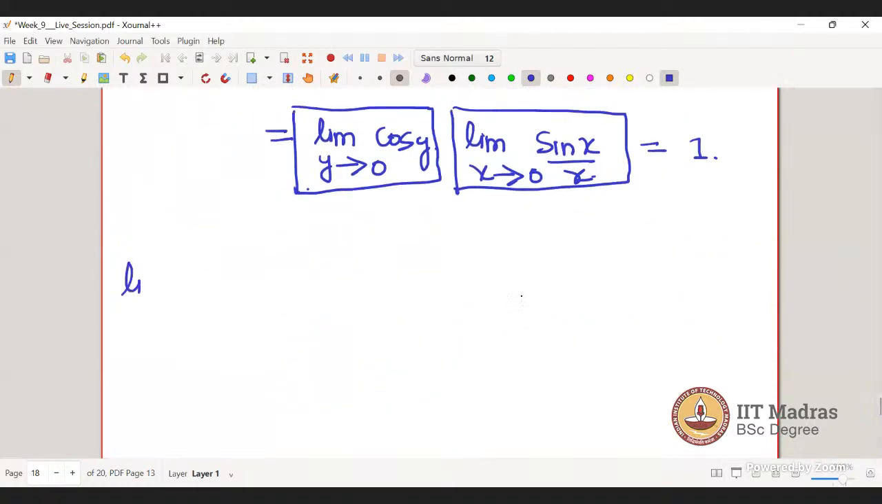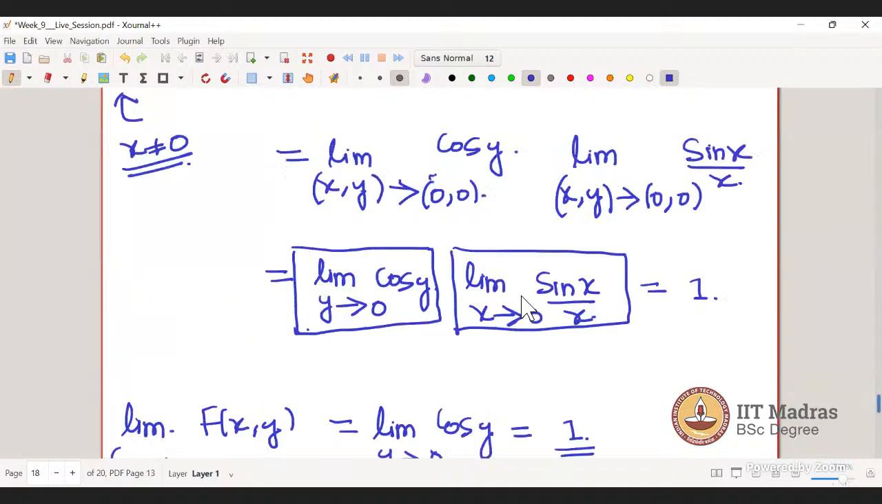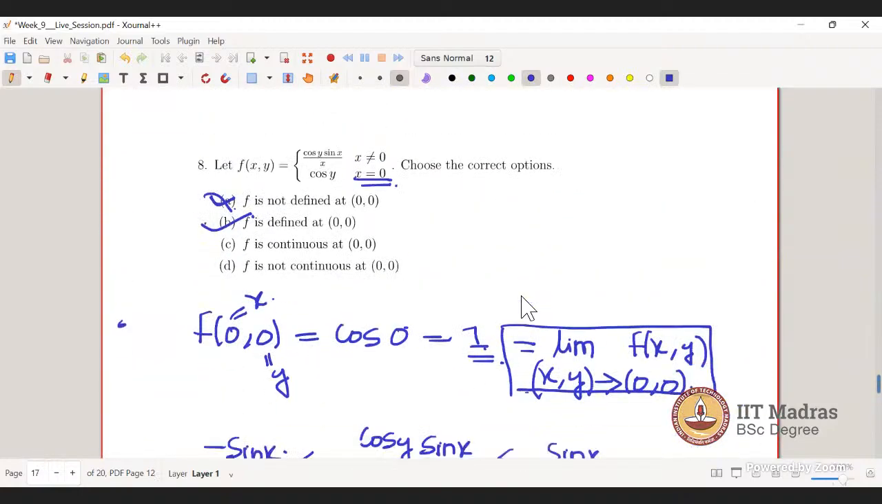And similarly, you can consider the case when x is 0. Then it becomes cos y, so here x is 0. Then basically this is y tends to 0 of cos y, which is also 1. So in both cases the limit is 1, right? That means the limit is precisely 1, which is the same as the functional value. So this is continuous.